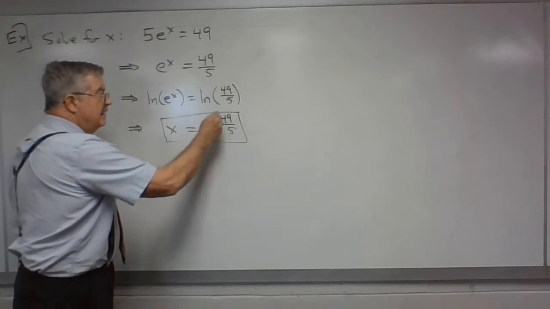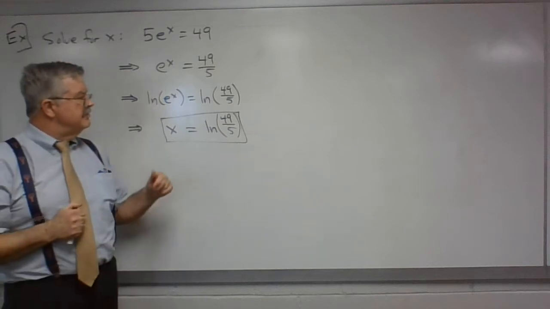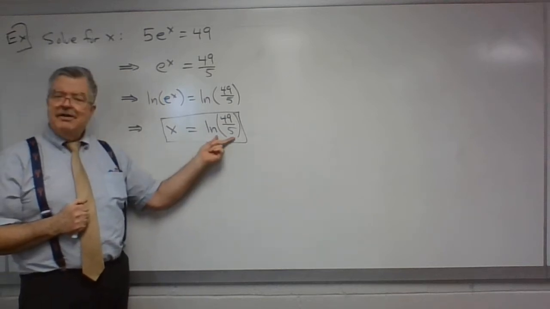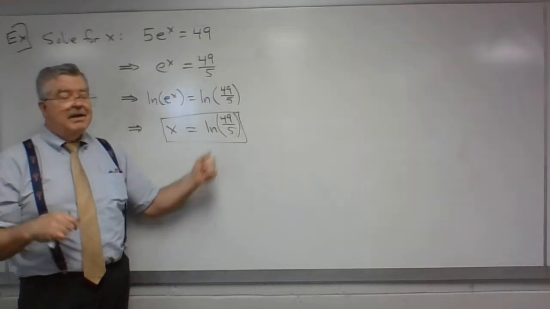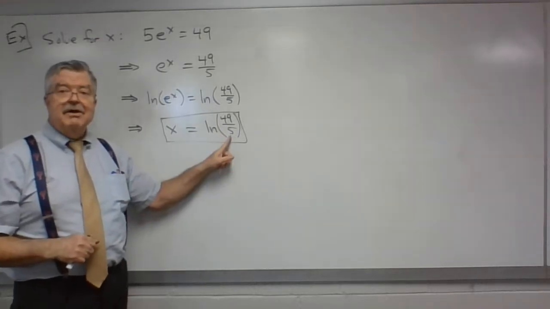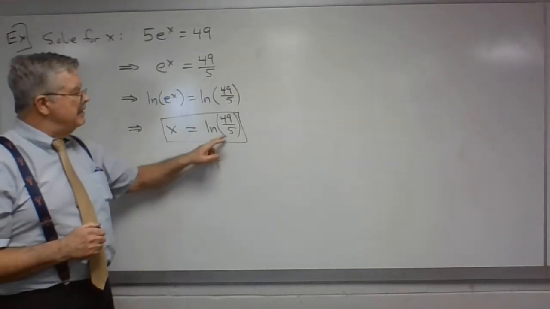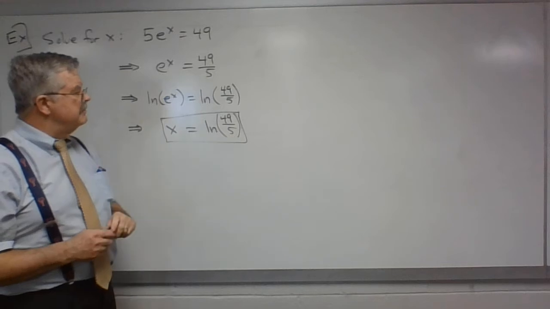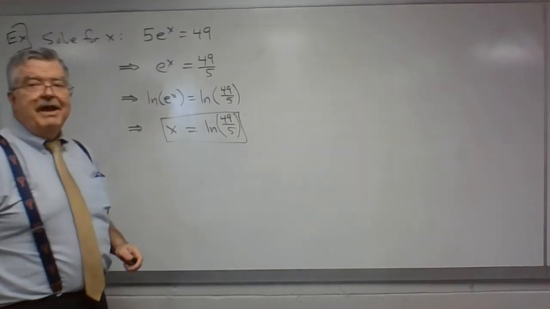And forgive me, that should be in parentheses. Now, what is the natural log of 49/5 equal to? I have no idea. But my calculator knows what it is. So if I really need the value, I'll just get my calculator and compute that. Okay, next example.